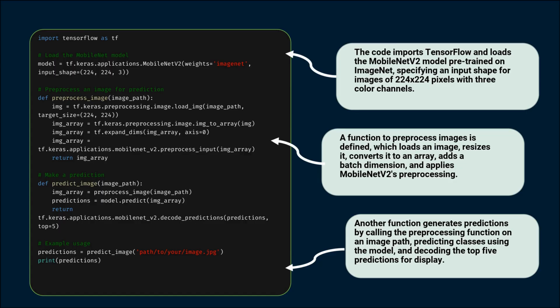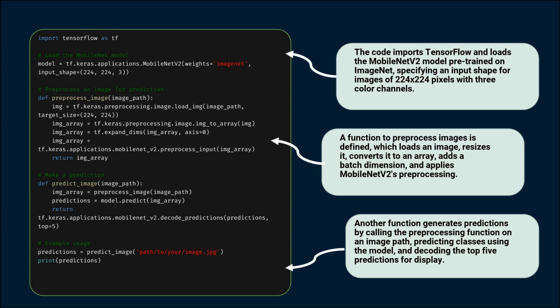This function is crucial for preparing images for predictions. It takes in the path to an image, loads it, and resizes it to 224 x 224 pixels. Additionally, it converts the image to an array format suitable for input into the model and applies Mobilenet's specific preprocessing steps to ensure compatibility. After that, we implement the predictImage function.